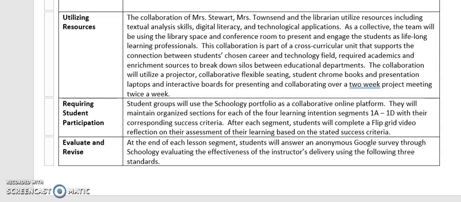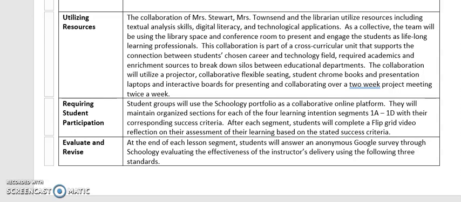as lifelong learning professionals. This collaboration is part of a cross-curricular unit that supports the connection between students' chosen career and technology field, required academics, and enrichment sources to break down silos between educational departments. The collaboration will utilize a projector, collaborative flexible seating, student Chromebooks, and presentation laptops, and interactive boards for presenting and collaborating over a 2-week project meeting twice a week, requiring student participation. Student groups will use the Schoology portfolio as a collaborative online platform.